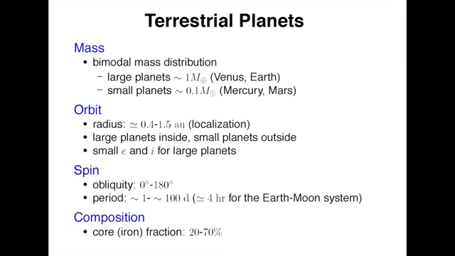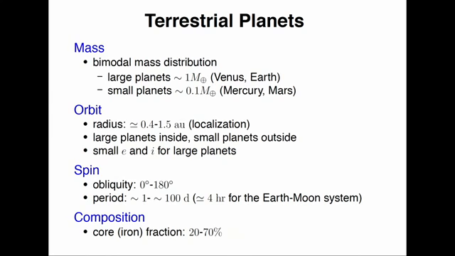So this property we also like to explain during the course of formation. Let me recap briefly the important properties when we consider the origin of terrestrial planets. They have a bimodal mass distribution, so large planets and small planets, right? And orbits, the semi-major axis, in the inner part of the solar system. I call this the localization. We don't have terrestrial planets inside 0.4 AU or outside 1.5 AU. So the range is very limited.